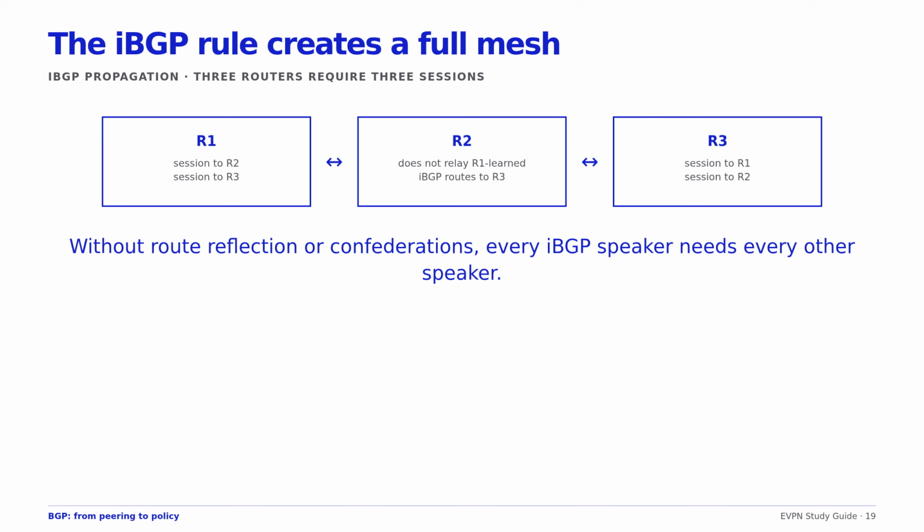With N routers, that means N times N minus 1, divided by 2 sessions. 3 routers need 3 sessions. 100 need 4,950. Route reflection and confederations are scaling mechanisms that modify this distribution model while adding their own design constraints.